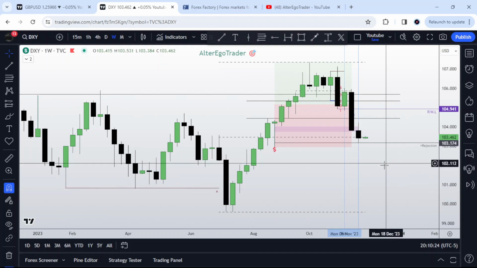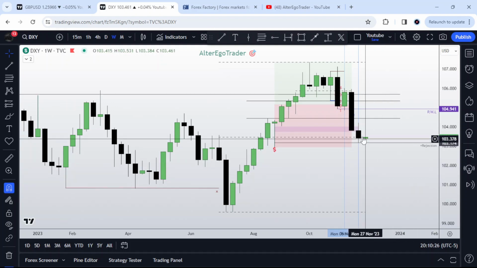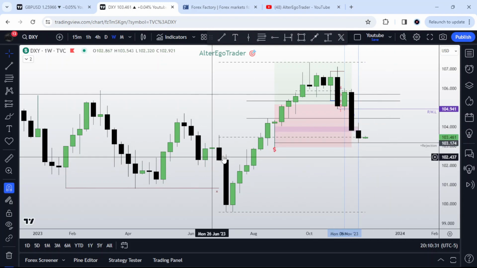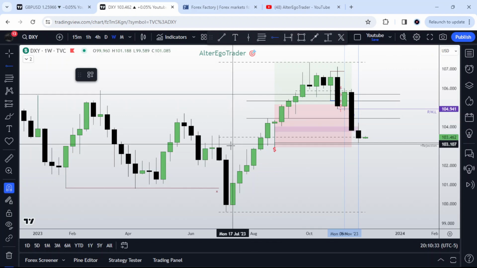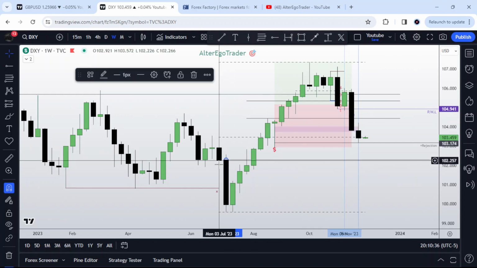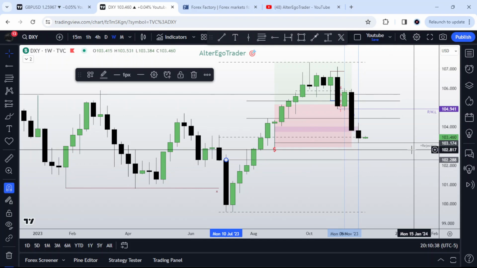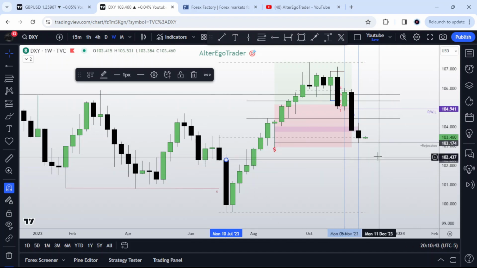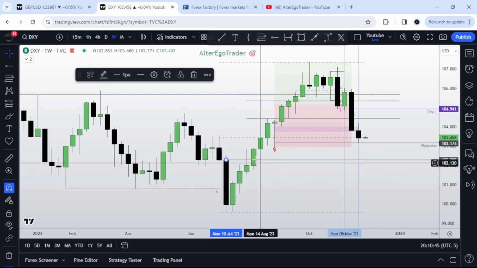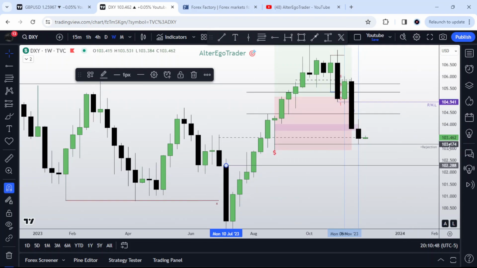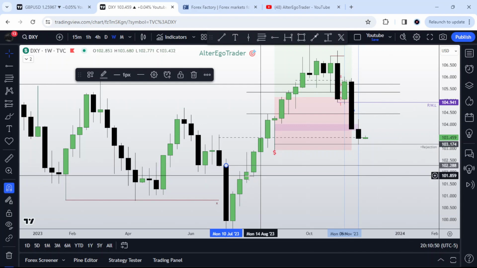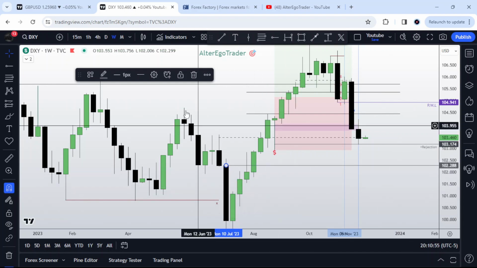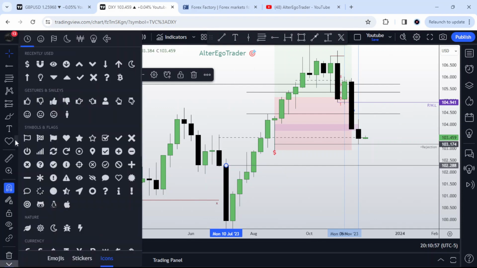So what that tells me is that December is probably going to start with even more bearishness and go lower. And if that happens, I'll be looking at this price level, that bullish order block, for price to reach there. Then this fair value gap here would also be a target.